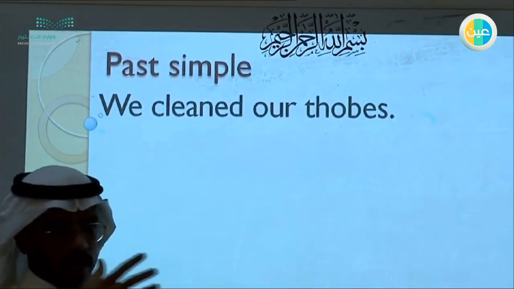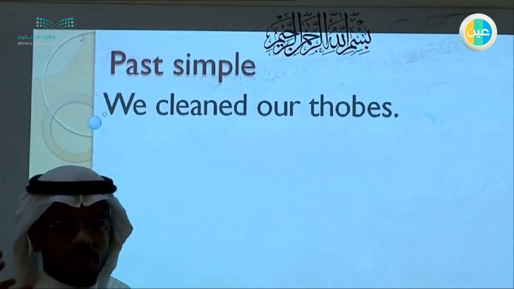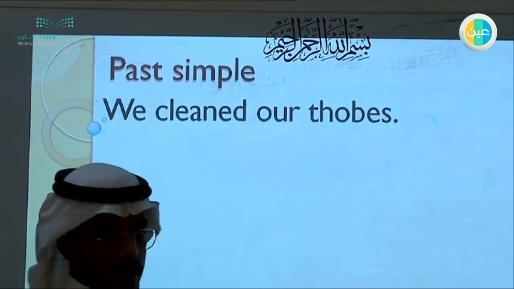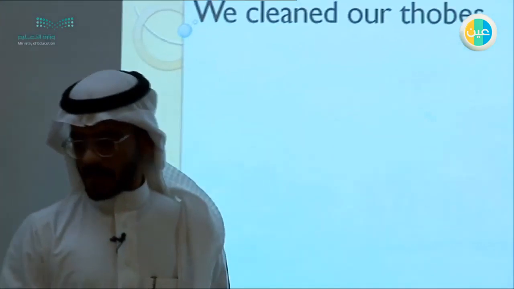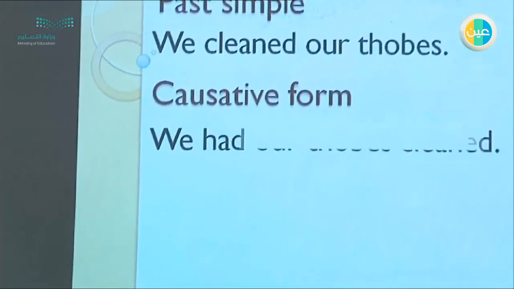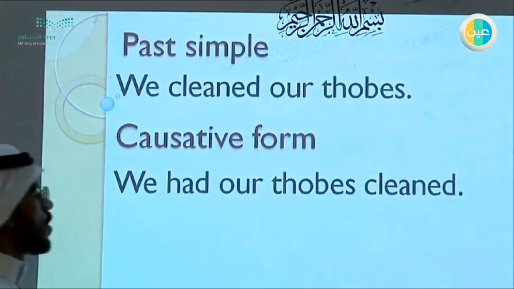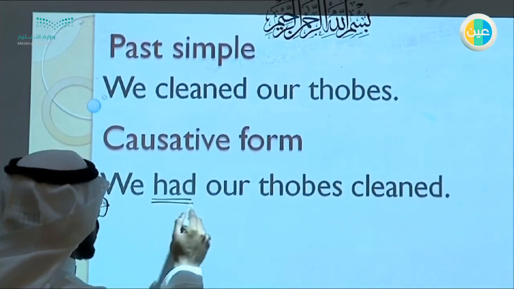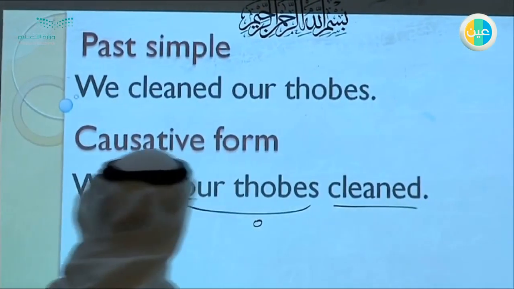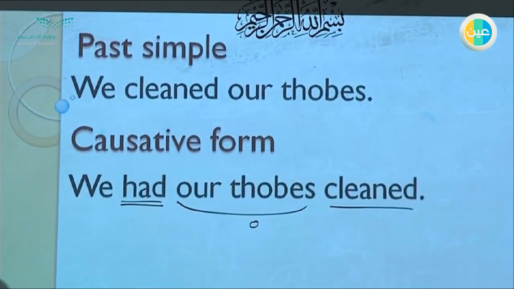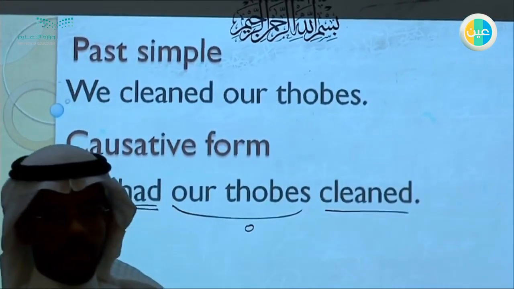Okay, how can we make it? Now think. Have in the past becomes had. We had. This is the object also. Cleaned, this is the past participle. We had our thobes cleaned.